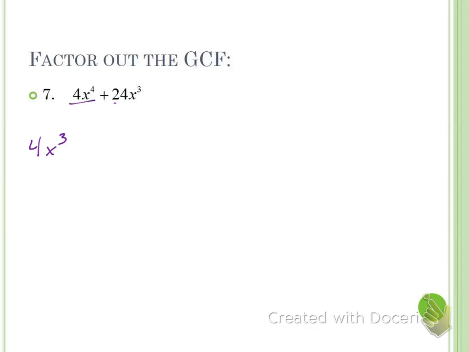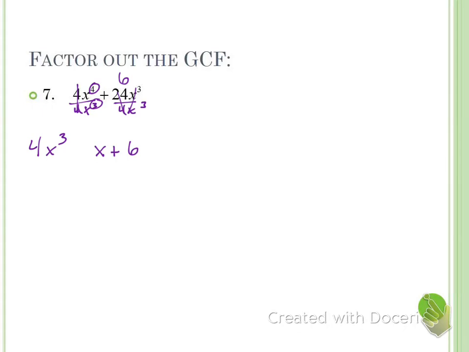Now, if I divide out 4x to the third from both of these, I just said I can do that, then what would you get? In this first term here, 4 divided by 4 is 1. If you divide the x's out, you subtract 4 minus 3, and you would get 1. So there'd just be 1 x left. Same thing here. 24 divided by 4 would be 6. 3 minus 3 is 0, so the x to the thirds divide out. So you'd have a plus, and then there would be a 6 left. That's what you would get if you divided 4x to the third into both of those terms.